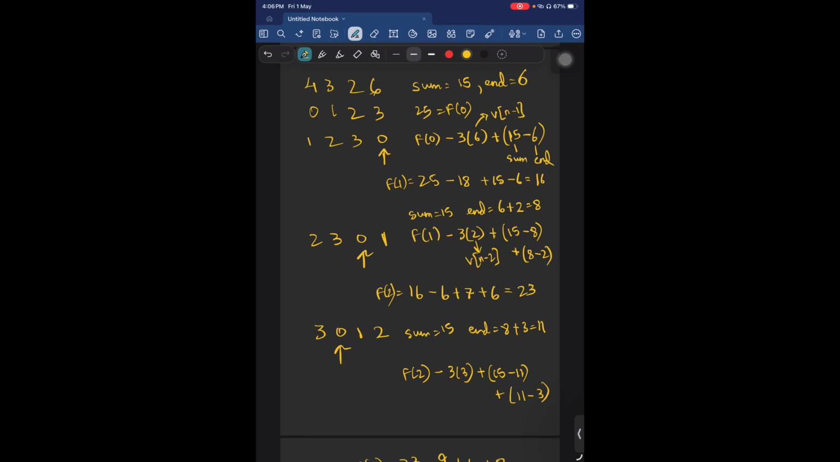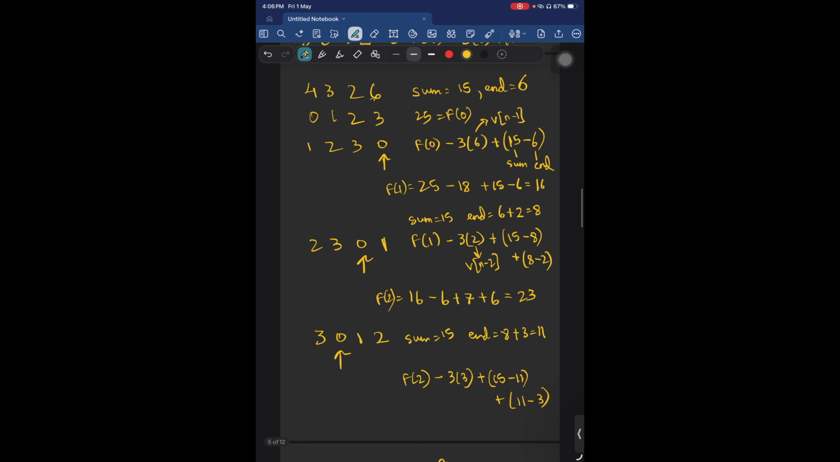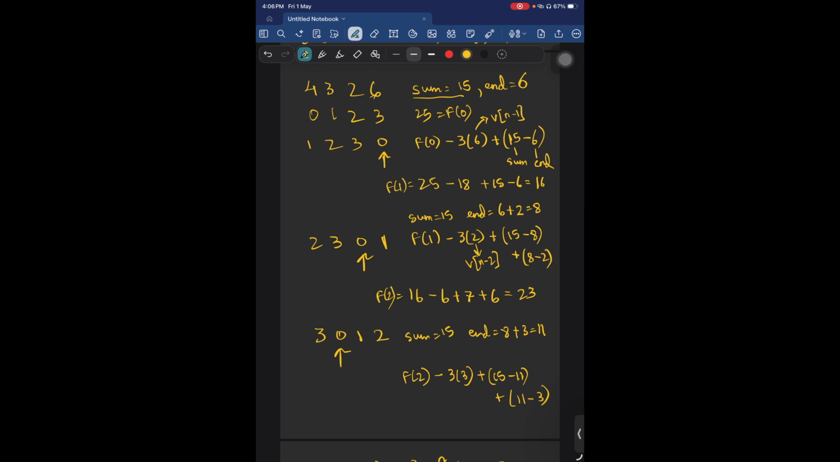So till now we saw that we can solve it in linear time, but space complexity was big O of n because we were using the prefix sum technique, so we have to keep an extra array. Now we don't need to do that, because let's say I have two variables: sum, which is my total sum, a variable which keeps the sum, and an end variable.